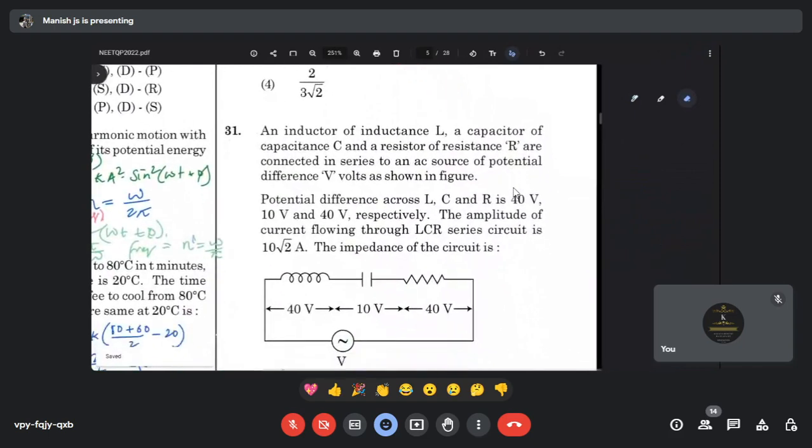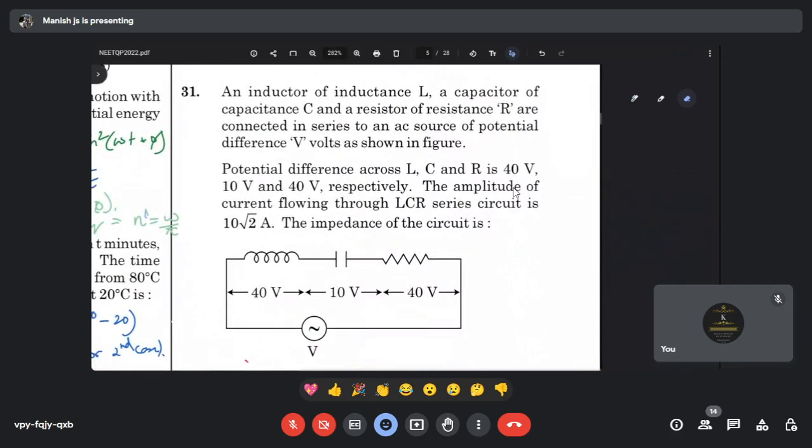Question number 31. Yes, okay, this is quite big. I want one of you to volunteer. Yeah, please read it. An inductor of inductance L, a capacitor of capacitance C, and a resistor of resistance R are connected in series to an AC source of potential difference V volts as shown in the figure. Potential difference across L, C, and R is 40 volts, 10 volts, and 40 volts respectively. The amplitude of current flowing through the LCR series circuit is 10 root 2 amperes.